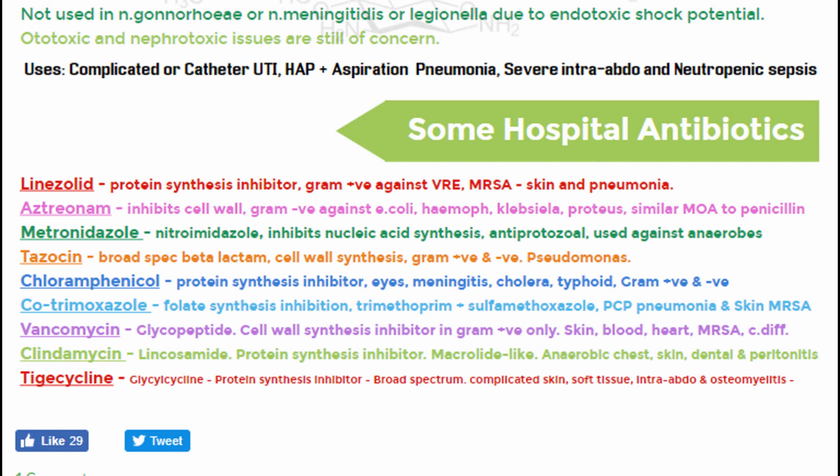Clindamycin is a lincosamide. It's a protein synthesis inhibitor. It is very, very similar to macrolides. It is used for anaerobic chest, skin, dental, and periodontal infections.